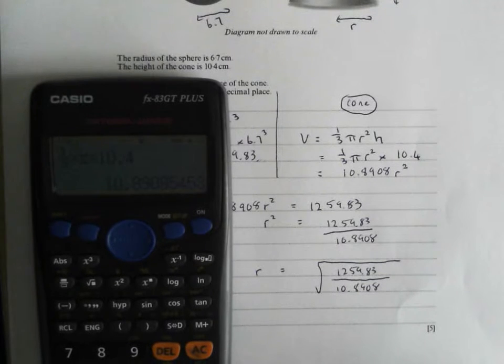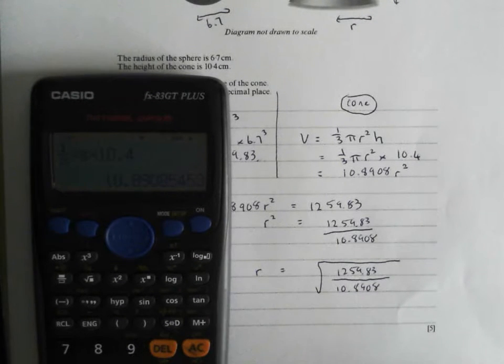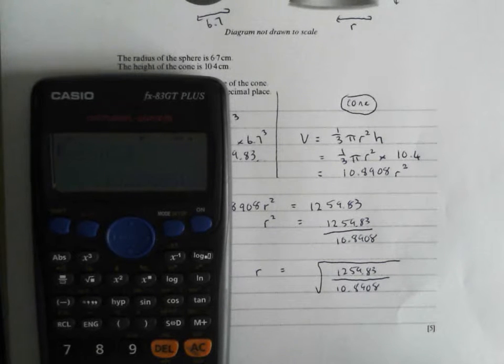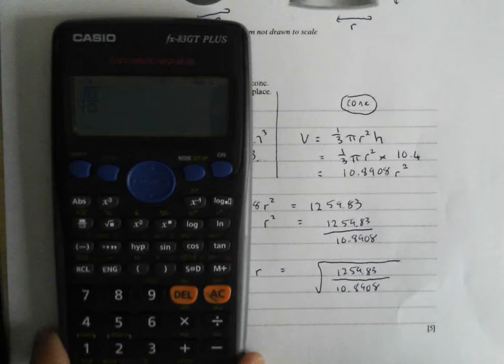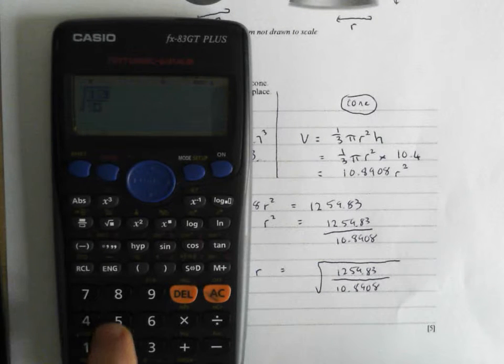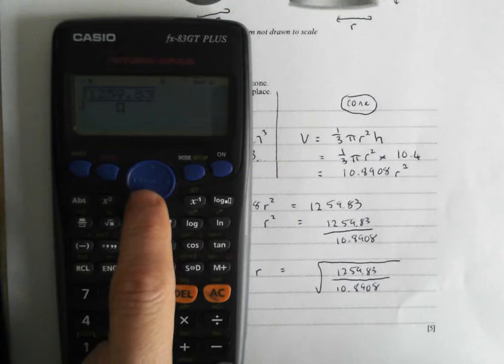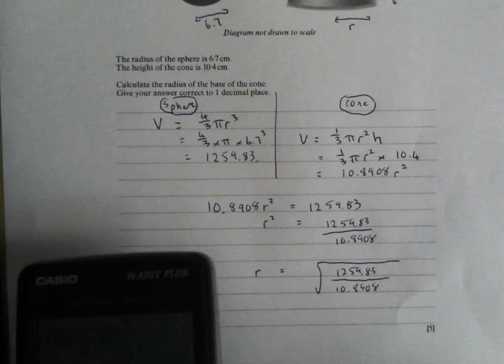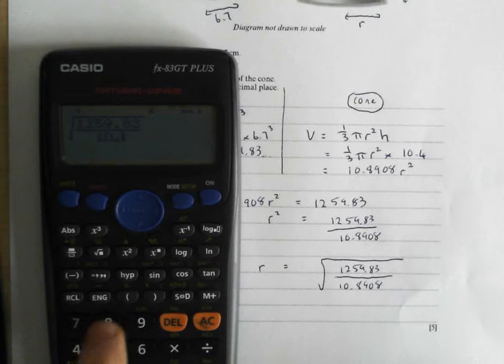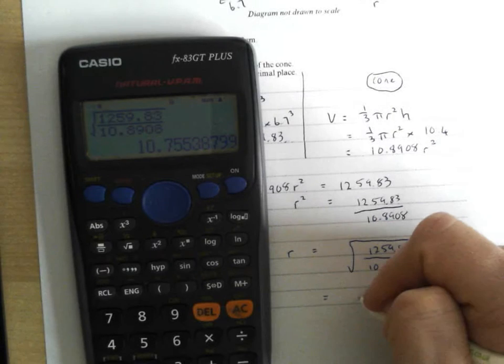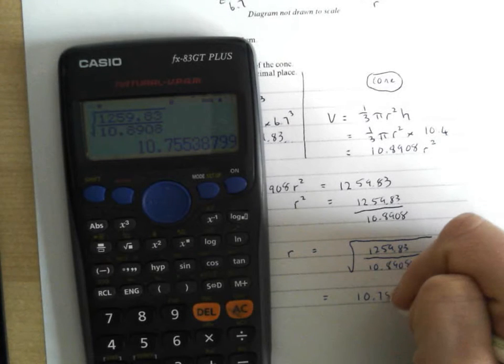So I'm going to do square root. I'm going to need a big fraction. On the top of it, I'm going to have 1259.83, and I'm going to divide that by 10.8908. I'm going to press equals, and it's going to tell me that my radius is equal to 10.755 centimeters. And that'll do it.